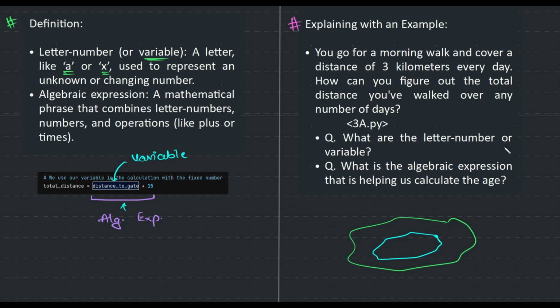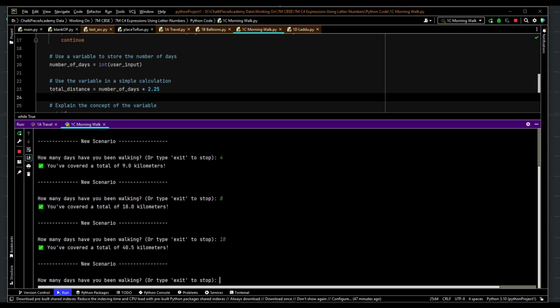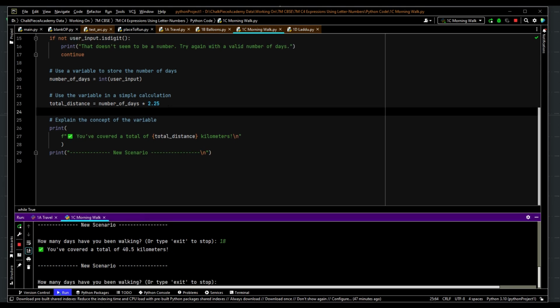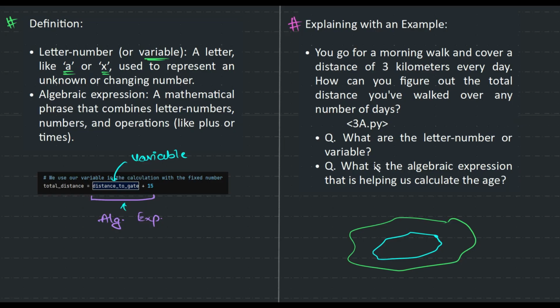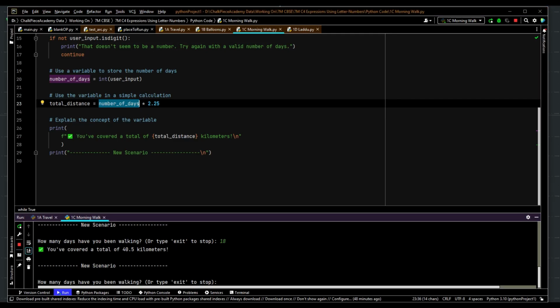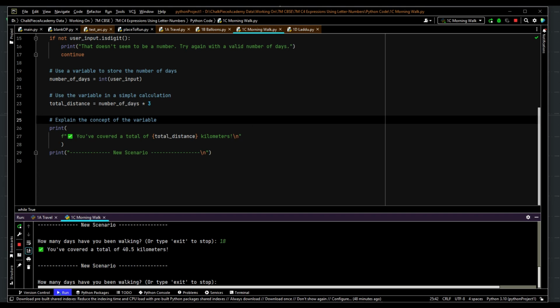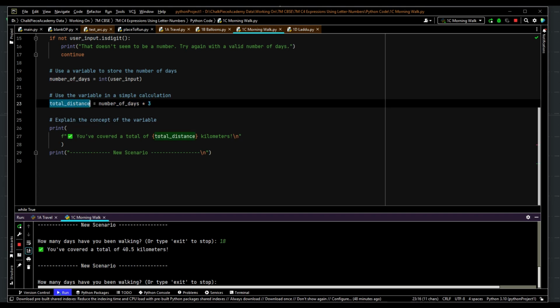So what are the letter numbers or the variables that we used over here? So let's have a look. I don't know if it's big enough for you guys. Here it is the number of days. Again, in programs, we generally don't use A, B, C, D and all of that. We use the entire phrase. So it's number of days. And what is the algebraic expression that we used? Number of days into 2.25. For this question, it will be into 3. Originally, it was 3. So number of days into 3. Total distance is equal to number of days into 3.